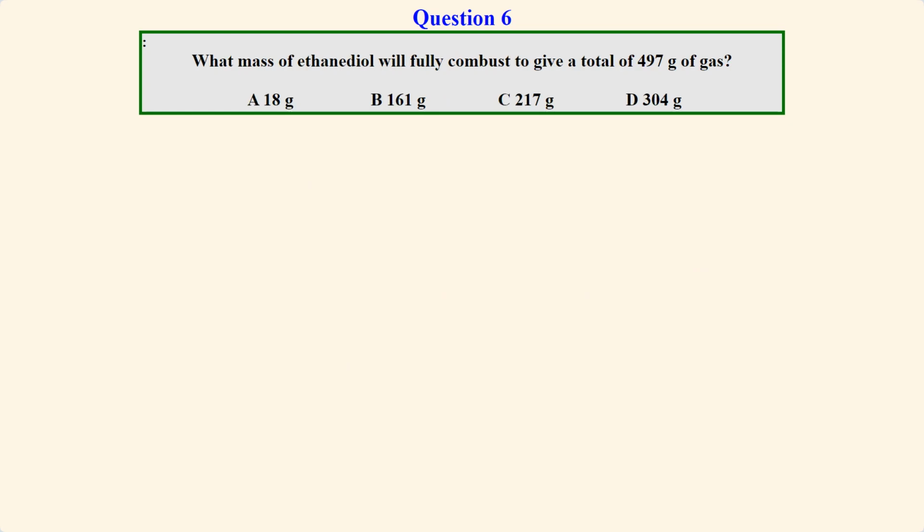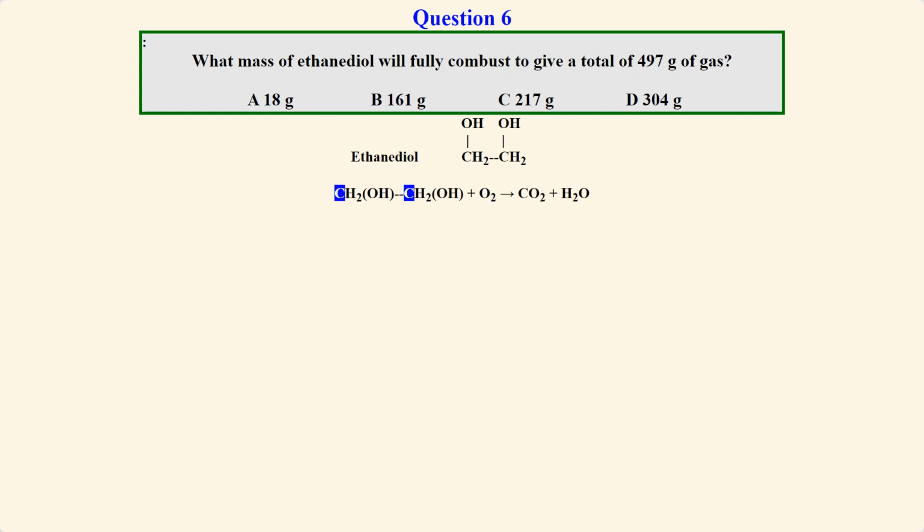Let's go on to question 6. What mass of ethane diol will fully combust to give a total of 497 grams of gas? So we write down the structure of ethane diol. There it is. And when we combust that with oxygen, assuming we've got enough oxygen, we're going to get again carbon dioxide and steam. And so we must balance that equation.